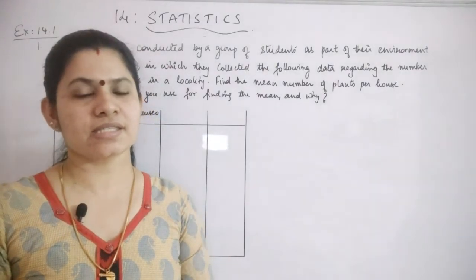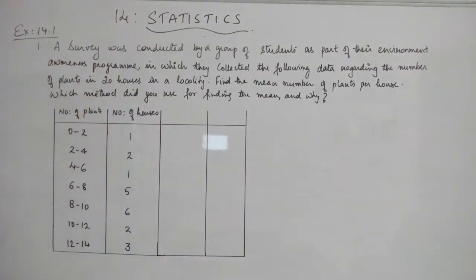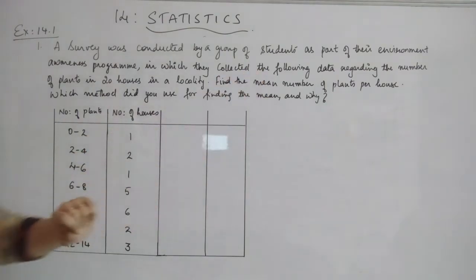Starting exercise 14.1. The first question is: a survey was conducted by a group of students as part of their environmental awareness program, in which they collected the following data regarding the number of plants in 20 houses in a locality. Find the mean number of plants per house. So this will give you an idea that you have to find out the mean here.